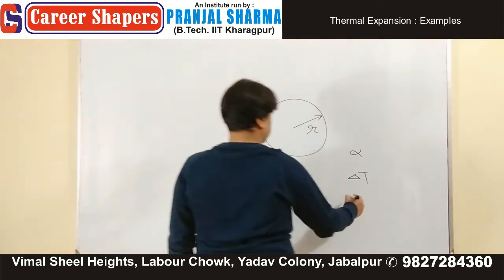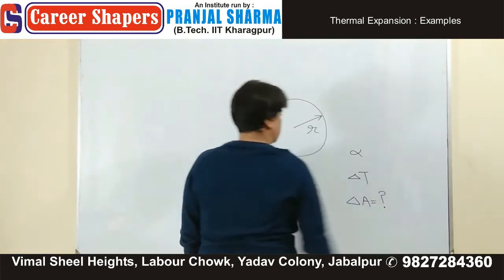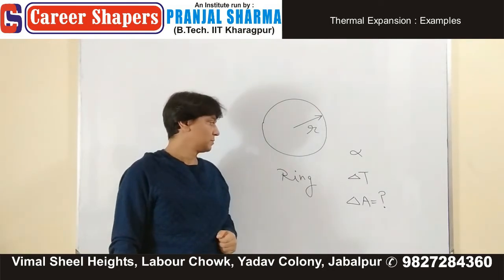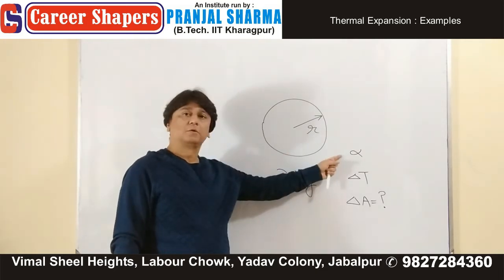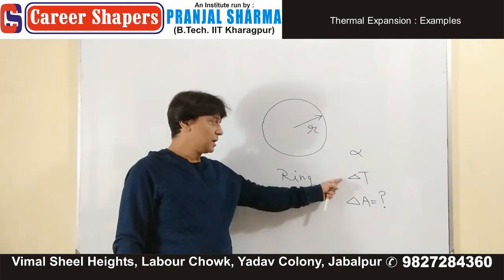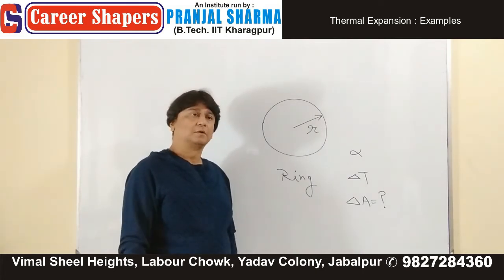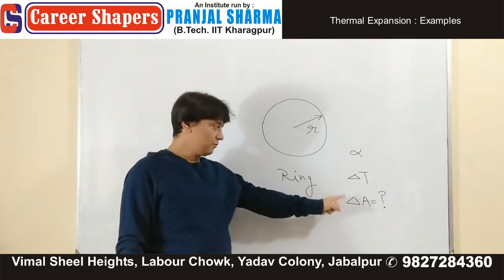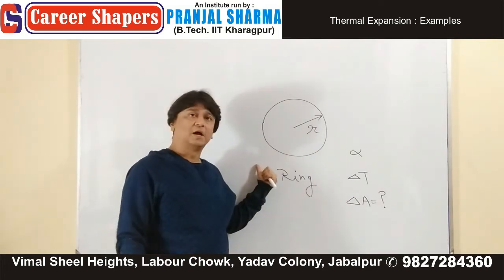Find out the change in the area occupied by the circular ring. Ring, coefficient of linear expansion alpha, temperature is raised by delta T, and because of that there will be a change in the surface area. Find out the change in the surface area. Let's see if you can answer this question.